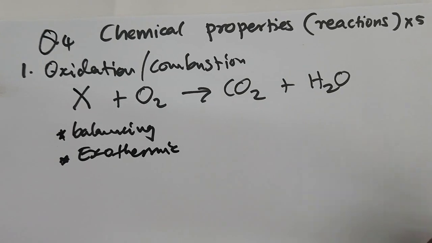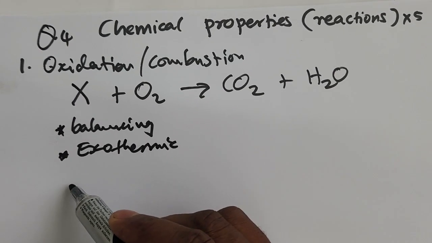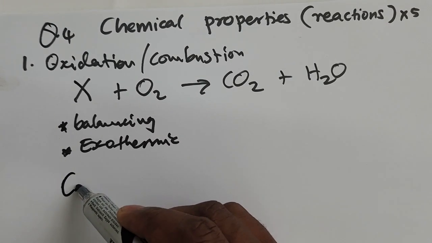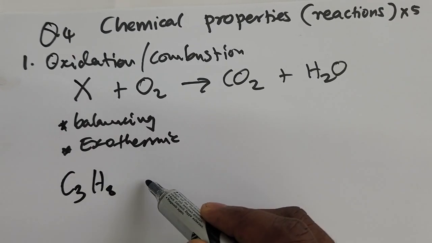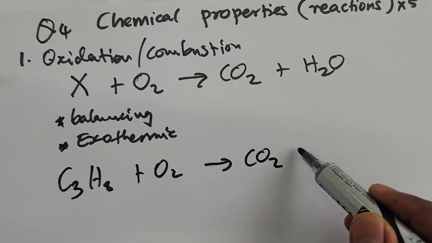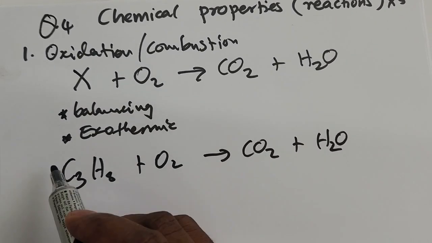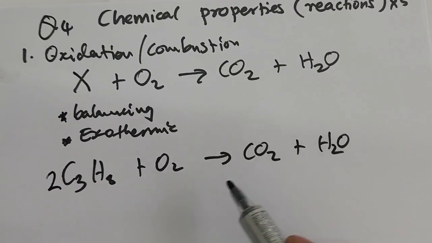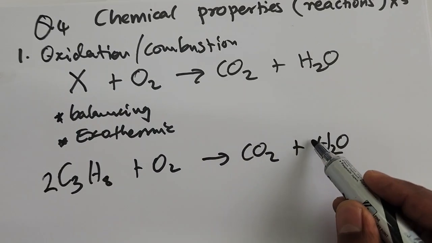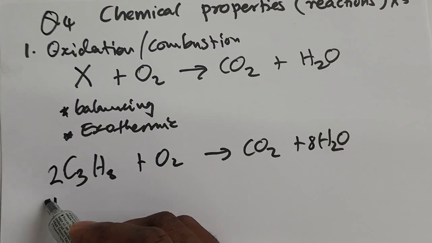Fine. Let's make 1 or 2 examples on balancing. If we have got propane that is burnt in air and then produces carbon dioxide and water, if you balance, there's the easiest method. We always put 2 here and then take the number of hydrogens to be the coefficient of water, and then this is step number 1.